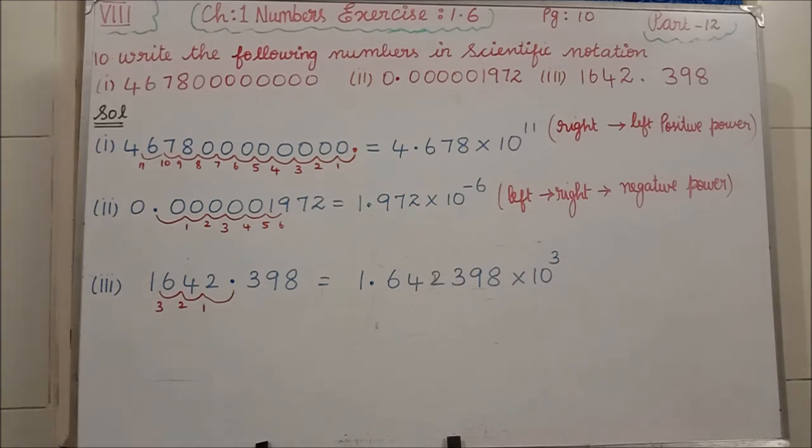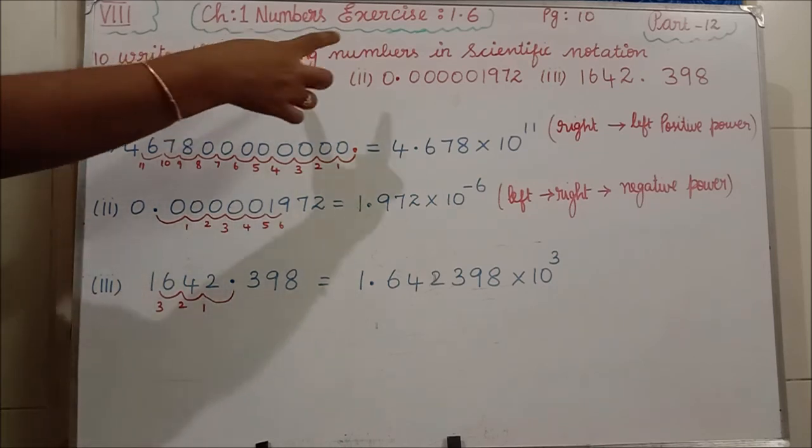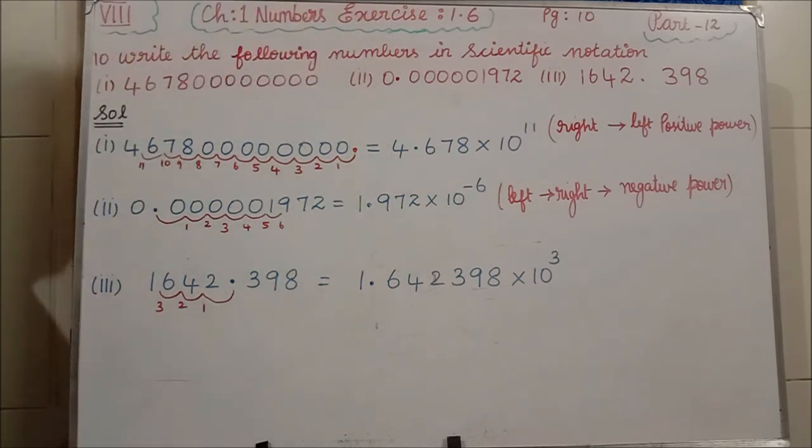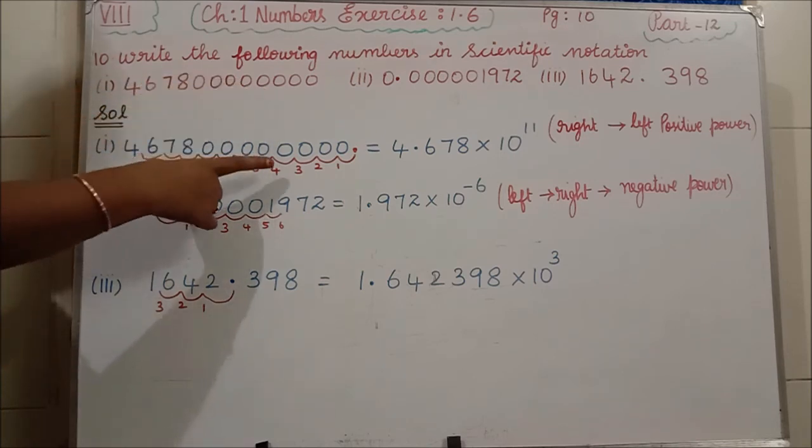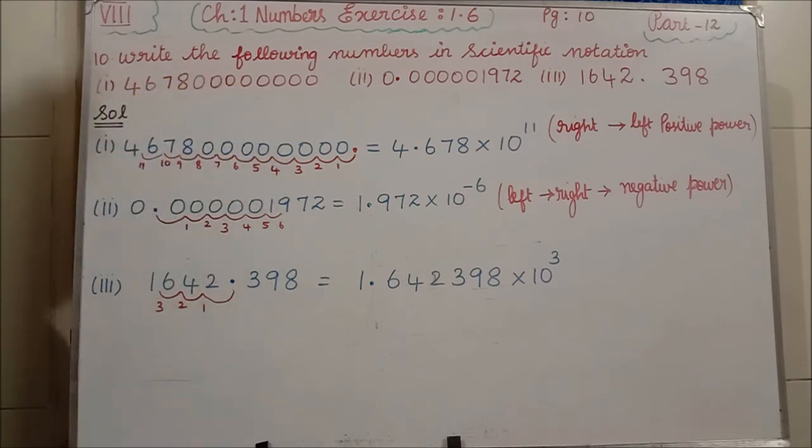Write the following numbers in scientific notation. We have to represent these numbers in the scientific notation. I am going to teach you the three models. See now, the first problem we'll see the solution. See this number, I am going to represent it in the scientific notation.